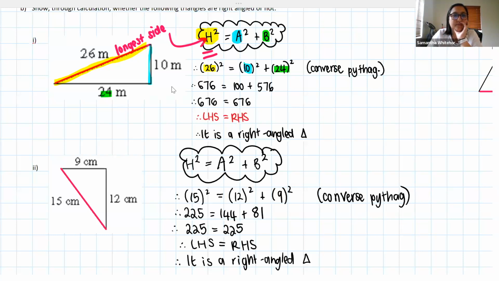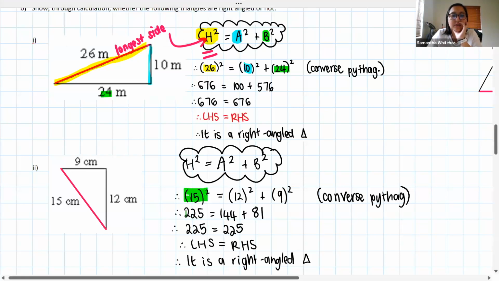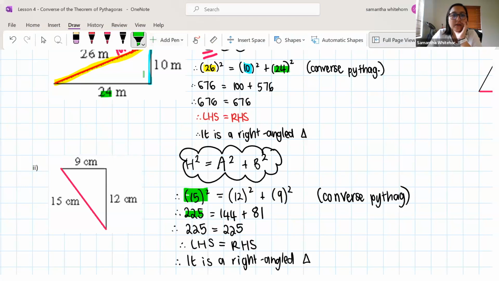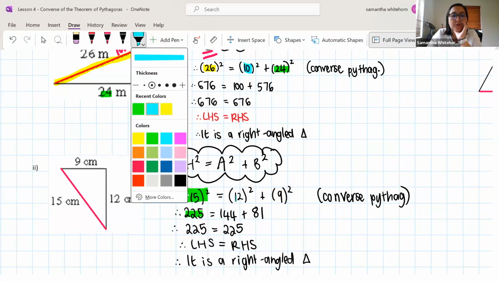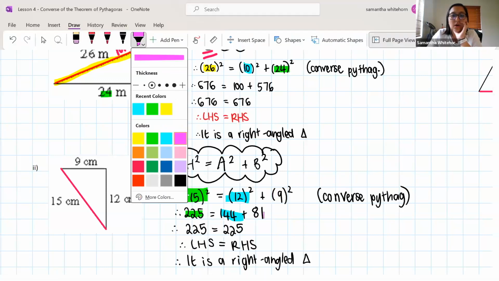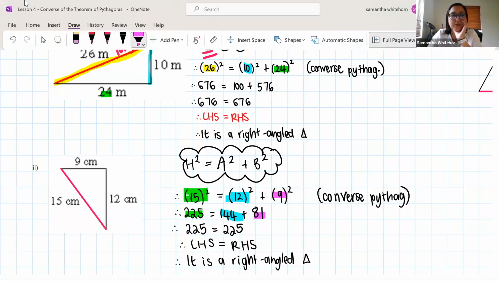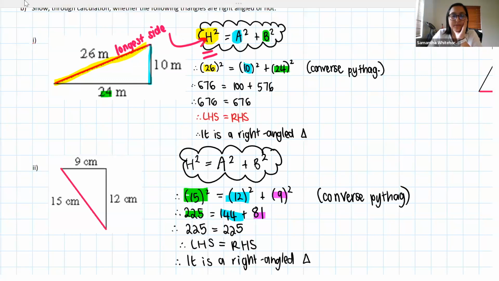Hi, ma'am. Where do you get 225 from? 15 squared gives me 225. 12 squared gives me 144. 9 squared gives me 81. So they've all come from the squares. Okay, thank you, ma'am. Now I understand. I just wanted to understand that part. Good. Yeah. Well done.